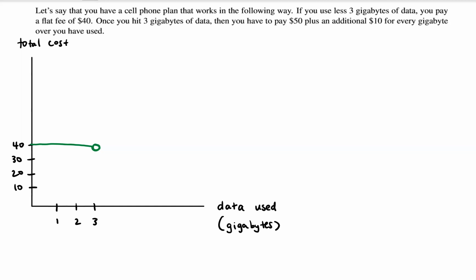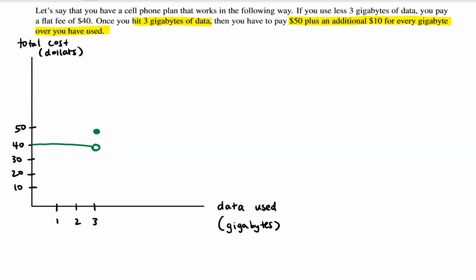And then if I used exactly 3 gigabytes of data, then I have to pay $50 plus an additional $10 for every gigabyte over that I have used. So here's $50. I'll put dollars in parentheses here. And so if I use exactly 3 gigabytes of data, then I'm paying $50. So I'm going to put a closed dot there.